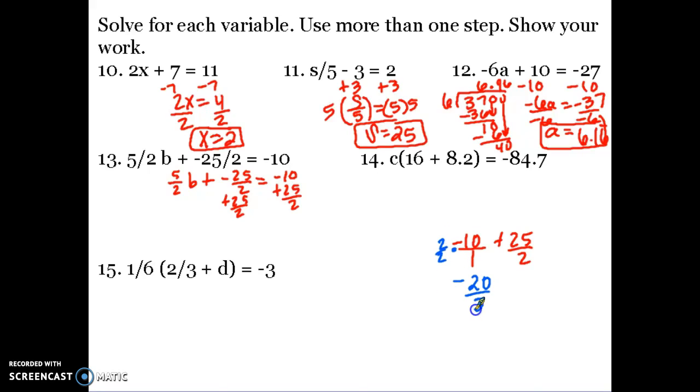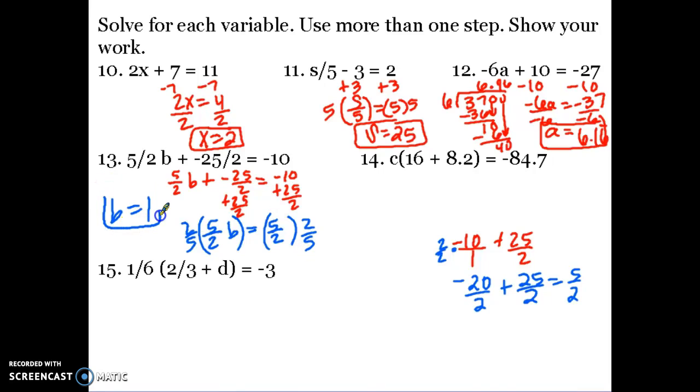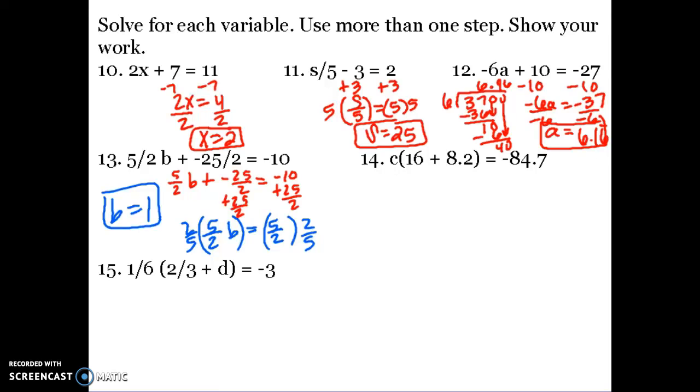Negative 20 over 2 plus 25 over 2. Different signs subtract. That's 5 halves. 5 halves b equals 5 halves. Multiply by the reciprocal. 5/2 times 2/5 is 1. B equals 1.